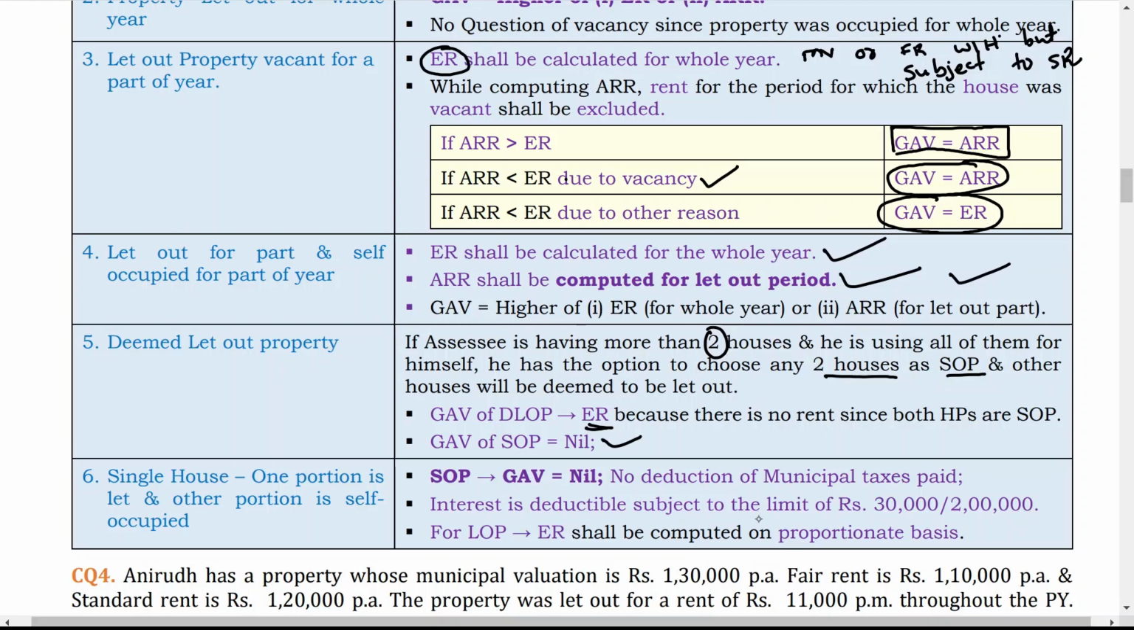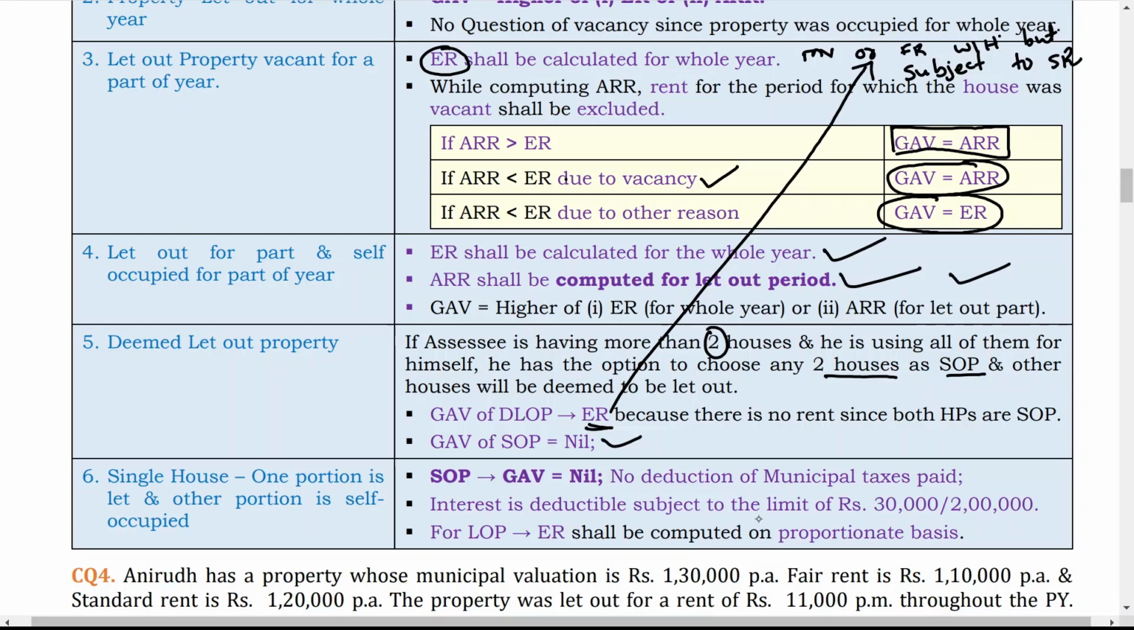And how to find out expected rent? I have already given you the formula to find out the expected rent: MV or FR, whichever is higher, but subject to SR. And GAV in case of self-occupied property is equal to nil. That you have to remember.